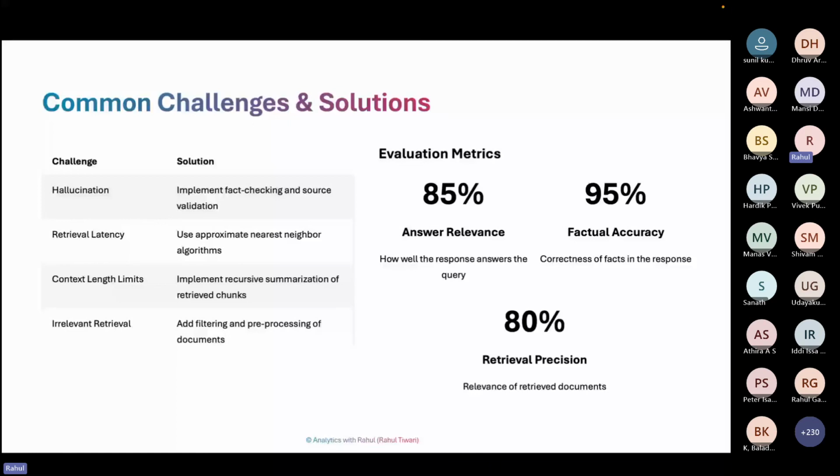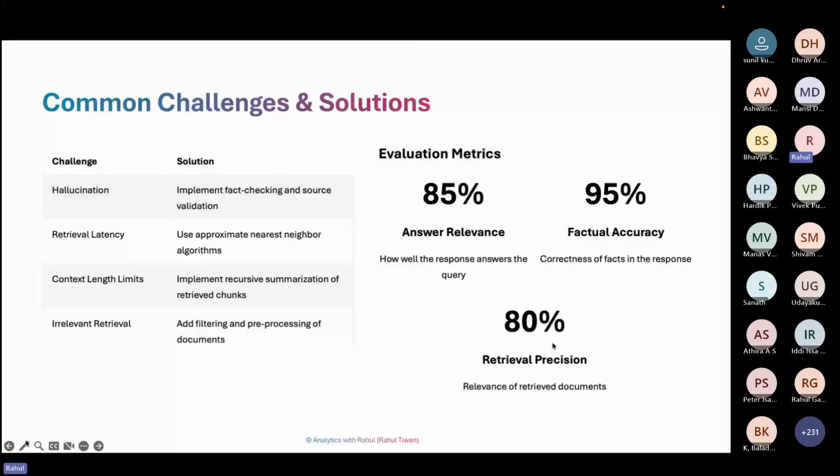These are some of the evaluation metrics. These are the numbers which people are expecting while you are implementing the RAG solutions. 85% answer relevance: how well the response answers the query. Factual accuracy, 95%: correctness of facts in the response. And retrieval precision: relevance of retrieved documents, right?